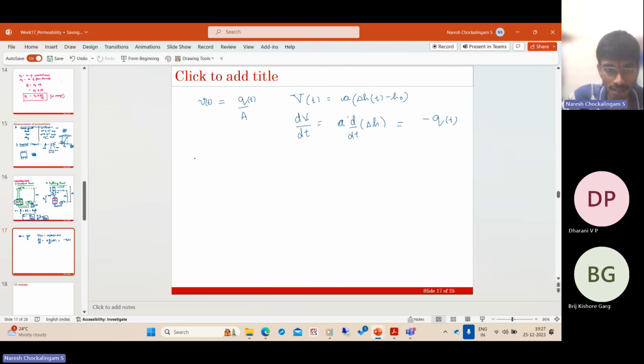Now just put that back here. So the velocity here is nothing but minus small a by capital A d by dt of delta H of t. But what is the velocity also equal to? So this velocity as a function of time, by Darcy's law, is equal to K times the hydraulic gradient. What is the hydraulic gradient? Here it is the head loss by the length of the flow. Again, the length of the flow is constant, L. So this is equal to minus a by capital A d delta H by dt.